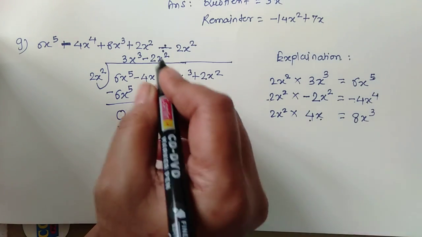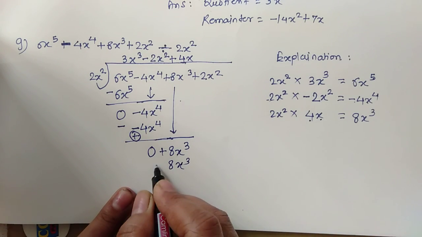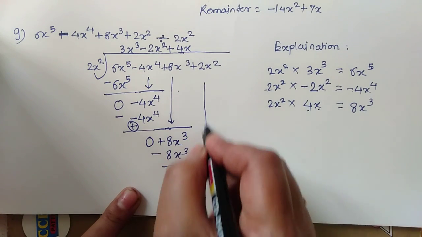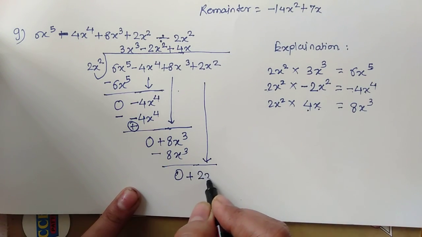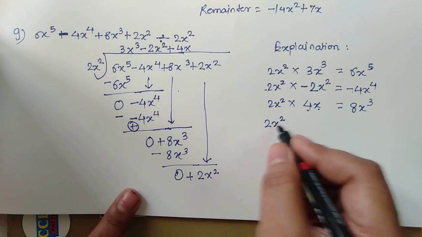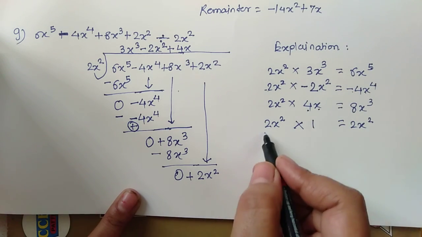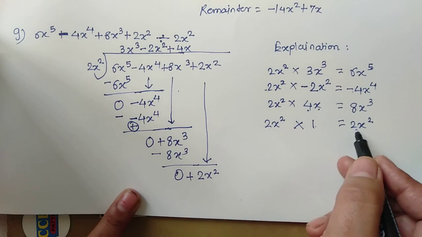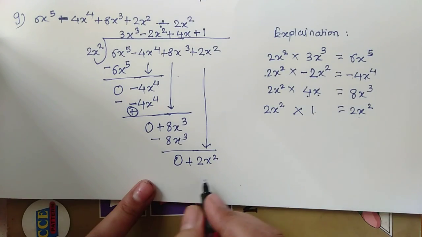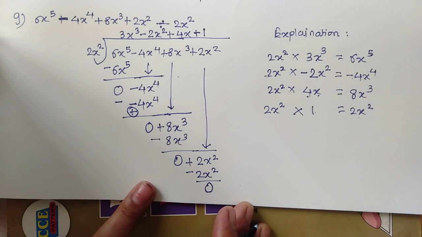So our next multiplier is plus 4x. Then we get the 8x cube. Take the subtraction. It is 0. Now the next term falls down. Plus twice x square. So find out the next multiplier of divisor. Then we get the twice x square. So it is the same. So multiply by 1. Twice x square into 1 is twice x square. So the next multiplier is positive 1. Then we get the twice x square. Take the subtraction. Remainder is 0.